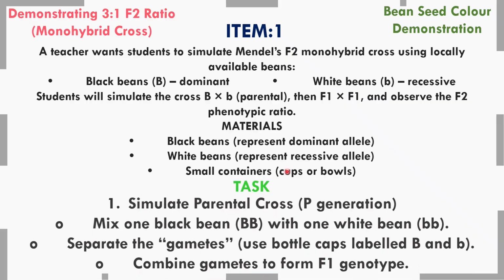Task: simulate the parental cross, P generation. Mix one black bean, capital B, with one white bean, small b. Separate the gametes. Use bottle caps labeled capital B and small b. Combine gametes to form the F1 genotype.